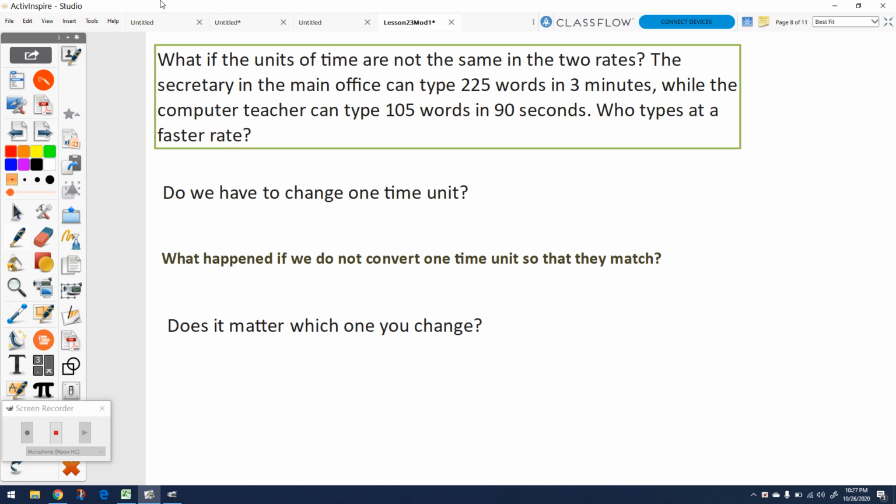Now you don't have to write anything down here, but we're going to take a look at this. It says, what if the units of time are not the same in the 2 rates? The secretary in the main office can type 225 words in 3 minutes, while the computer teacher can type 105 words in 90 seconds. Who types at a faster rate? Well, what they're trying to let you see is that in this one, we have the first that's in minutes and the second that is talking about seconds. We can't compare that evenly or easily.